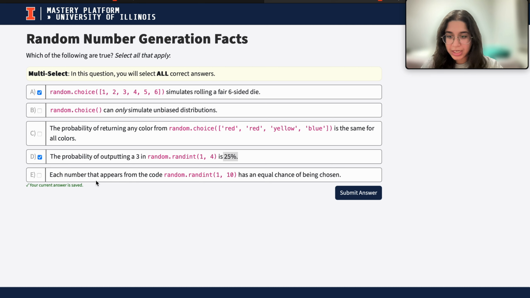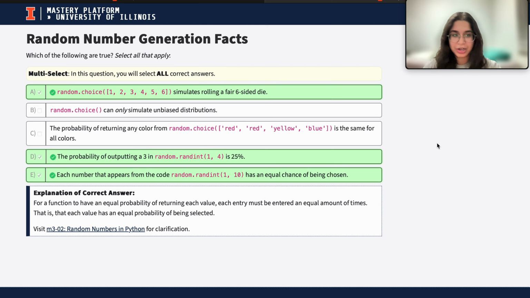And then for E, any number that appears from the code random.randint 1, 10 has an equal chance of being chosen. That is correct, because random.randint randomly selects a number with equal chance from A up till B inclusive. So that's why answer choices A, D, and E are correct here.